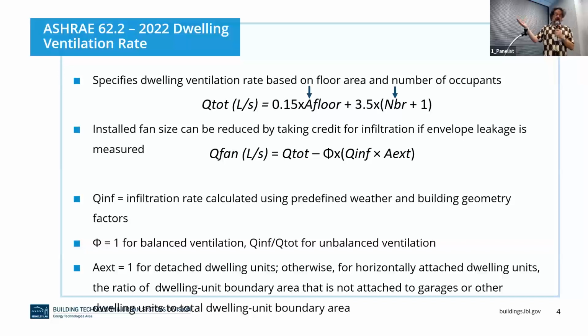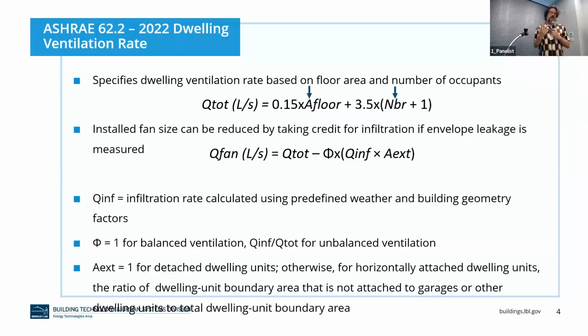We use an equation. I think there's probably quite a few engineers in the room. We love an equation or two. And we say, if you know the floor area of the building and you know the number of people in it, this is the sort of airflow that is required. We have a proxy for number of occupants, which is number of bedrooms plus one, pretty straightforward.